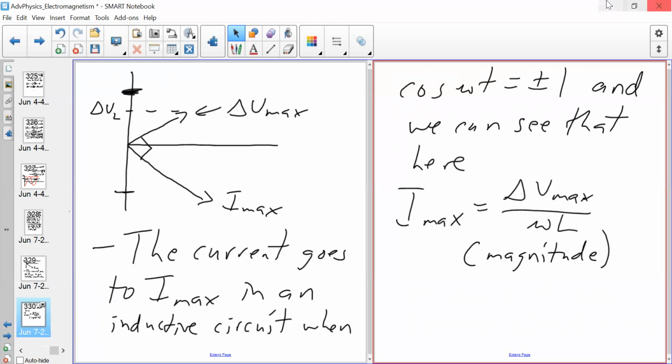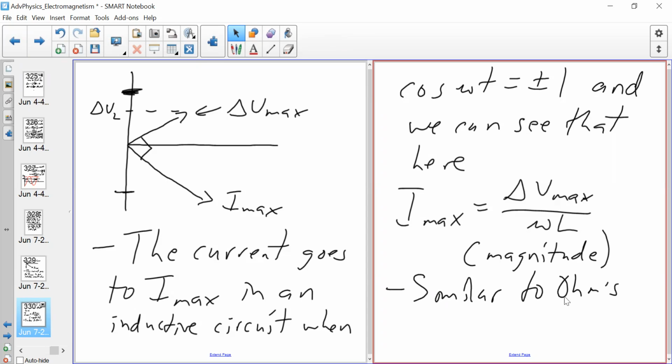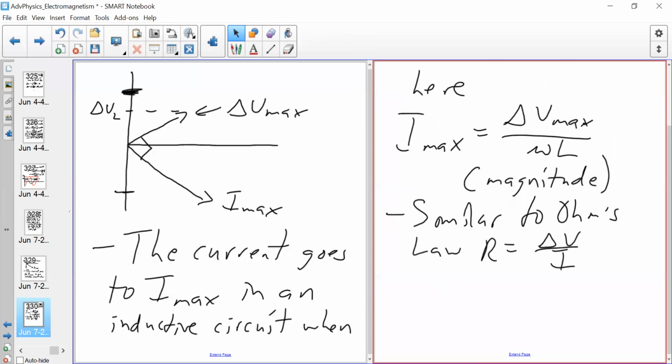Okay, let me pause right here. Okay, so this is similar to Ohm's law. Ohm's law is just a relationship of voltage to current, where resistance is delta V over I. And if we solve for the current, it'll be delta V over R. So we have this similar situation.